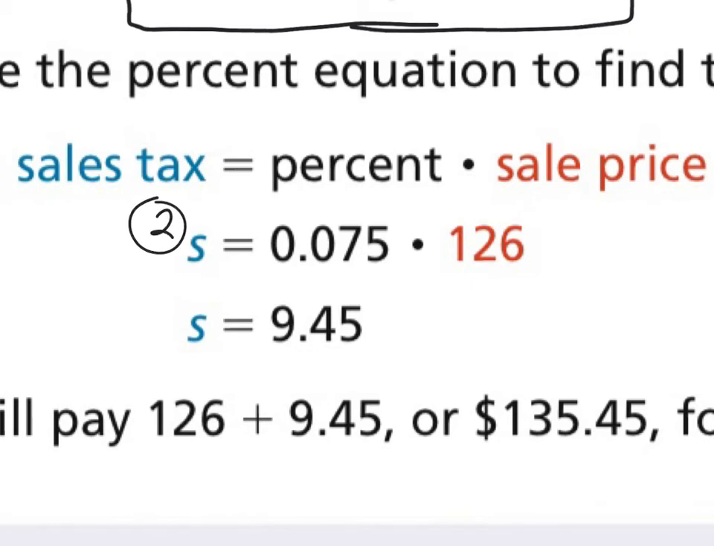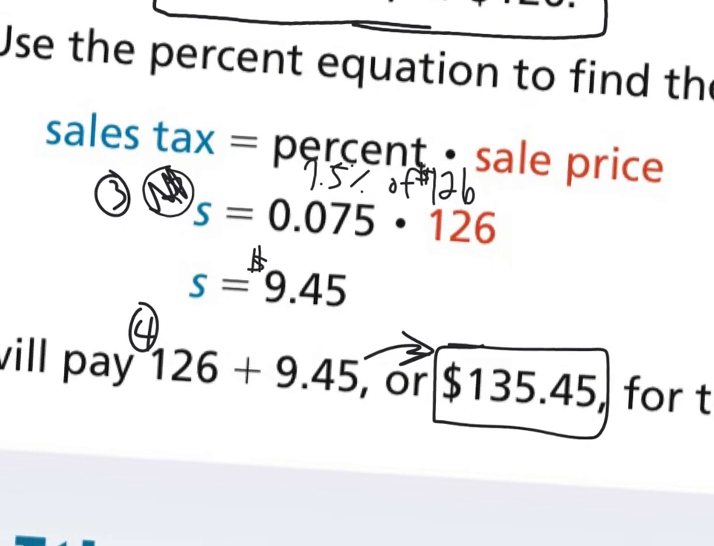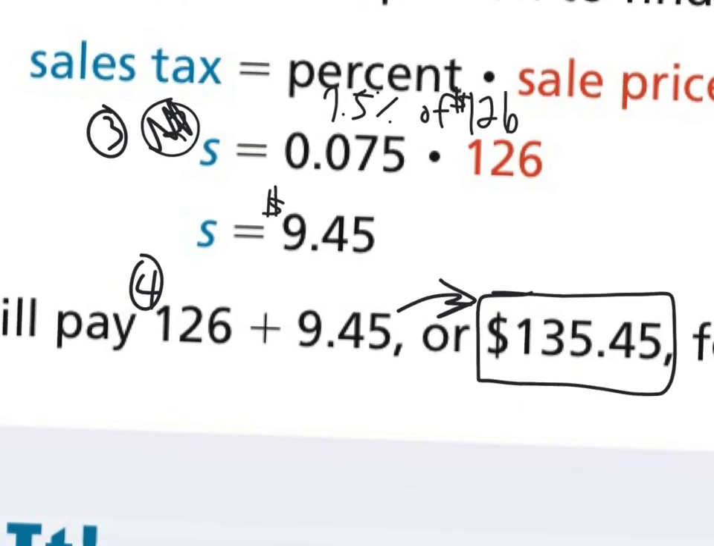So if we find 7.5% of $126, again, move your decimal over 2 places. If you work that out, that's $9.45 tax. So then the next thing they did, this actually was step 3, sorry. The next thing, they added that tax on to the $126, which is $135.45 that they would be paying.